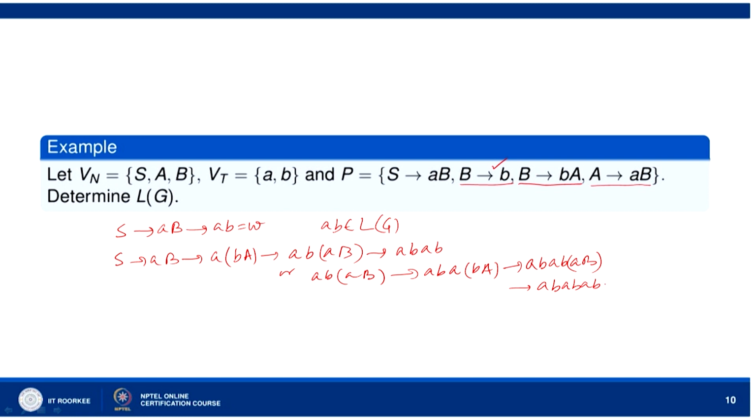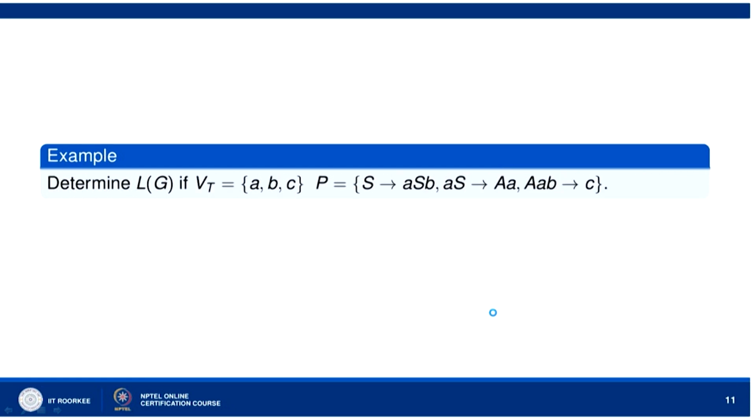So, we will have this is A B cube and this is A B square. And if you use, instead of B goes to B, B goes to B A and then A goes to A B and then B goes to B, we shall have A B to the power 4. So here L(G) is A B raised to the power n, where n is a positive integer. This is the language determined by G in this case.